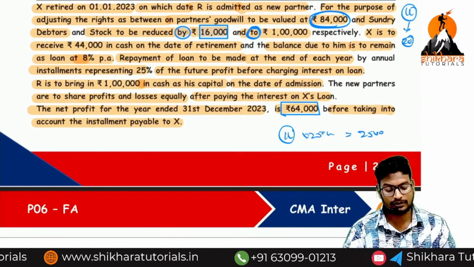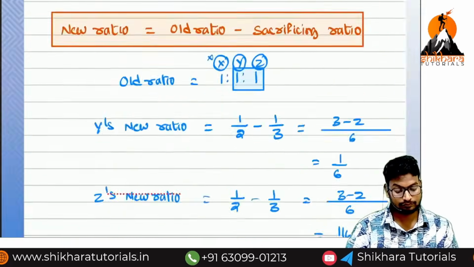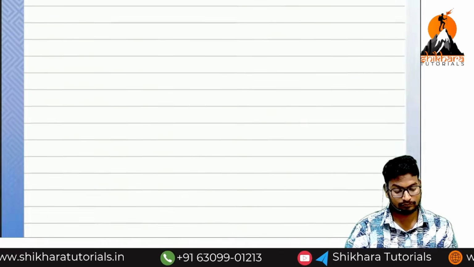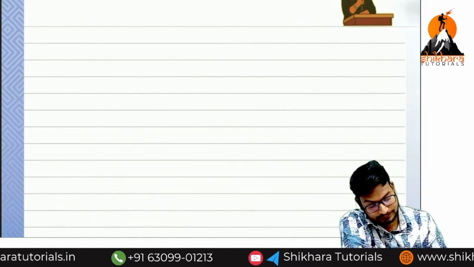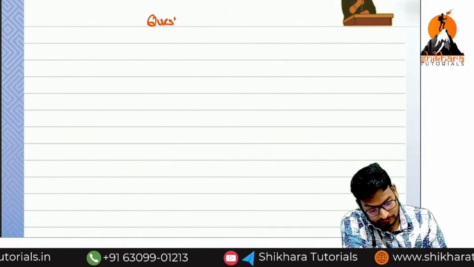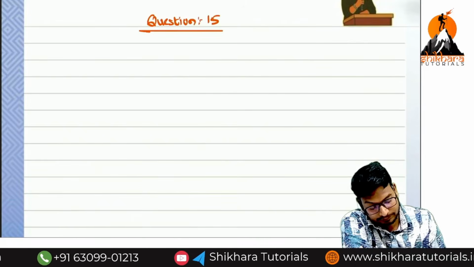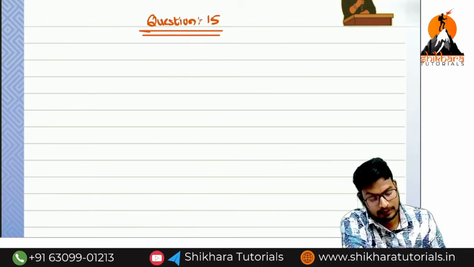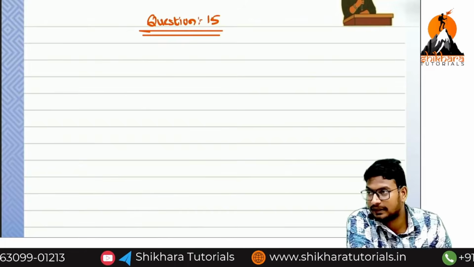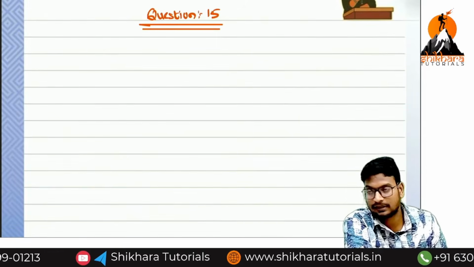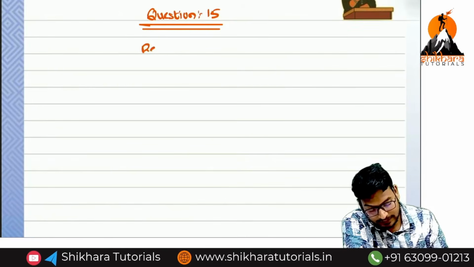What is the first one? Revaluation. Admission cum retirement, simple. The same models will be repeated once again in the examination also, because these are questions from the board book. So what is the first one? Revaluation.